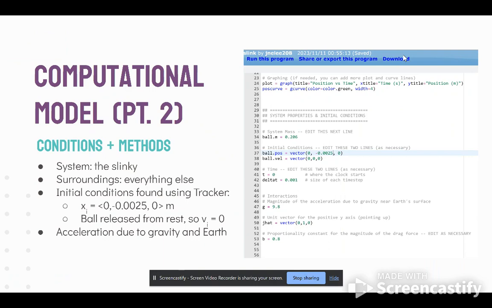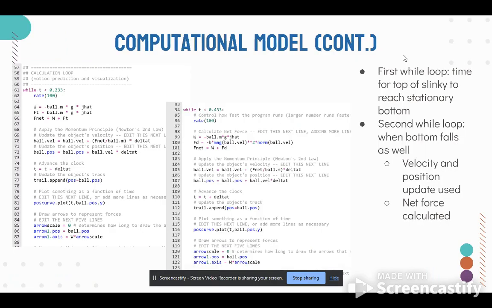So here are the two while loops I used. The first one is accounting for the time it takes for the top of the Slinky to reach the bottom while the bottom remains stationary. And the second while loop is for when the bottom of the Slinky falls as well. I used both the velocity and position update formulas under both these while loops, and also calculated the net force using the falling forces.